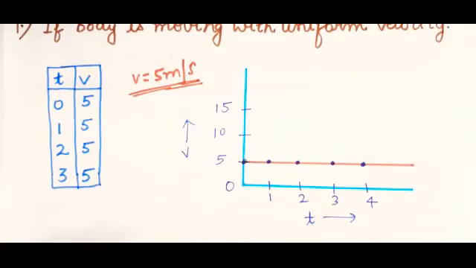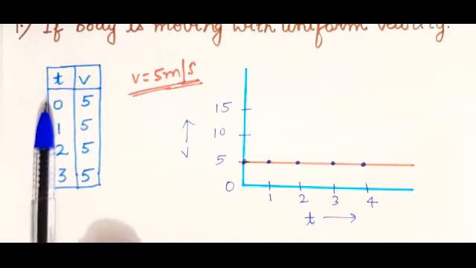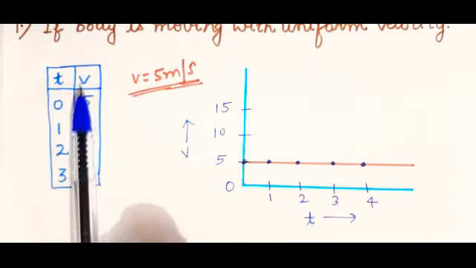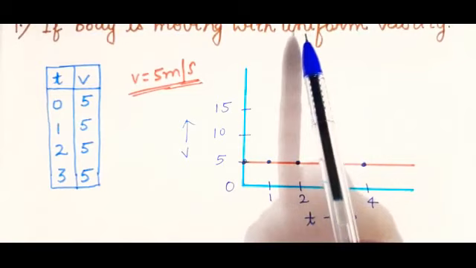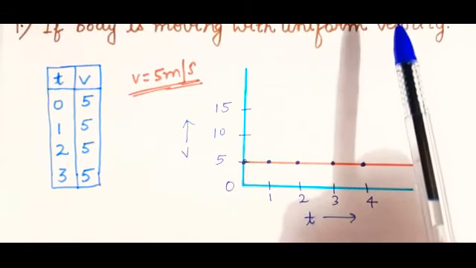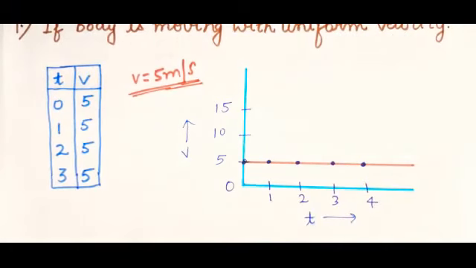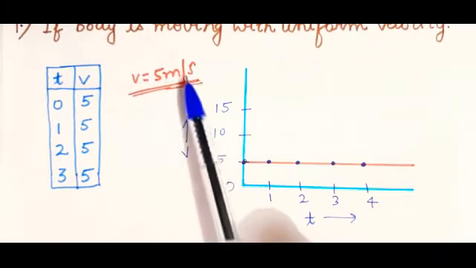So again, before plotting a graph, we will draw a table. Since it is a VT graph, we will write T for time and V for velocity. The time interval is the same: 0, 1, 2, 3 and so on. And what is the velocity? We need to calculate it. Now see, it is moving with uniform velocity. So what does it mean? It means that velocity is constant. So I am considering a constant velocity. Suppose I am considering V as 5 meter per second.